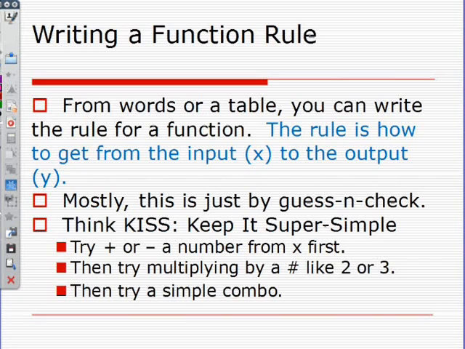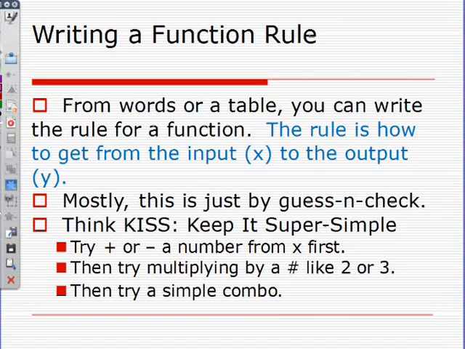You don't need to write that part down, but you might want to write down what's at the bottom here about how to do the guess and check part, which is to think about the KISS principle. Keep it super simple. Most of the rules aren't going to be really complicated. So you're going to try adding or subtracting a number from x first. Could you just do x minus 2, right? If subtraction or addition doesn't work, then try multiplying by a number, like multiply by 2 or 3 or 5, something small. It's not going to be multiplying by 77, right?